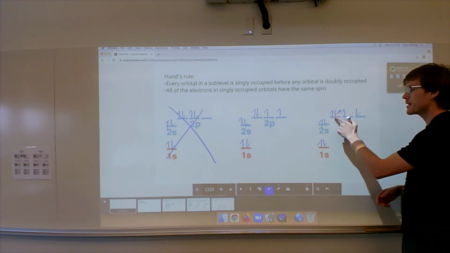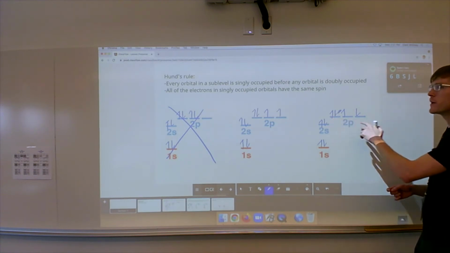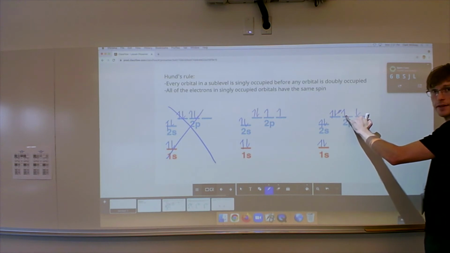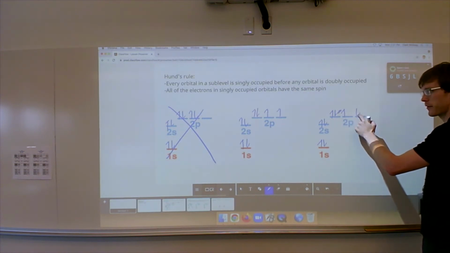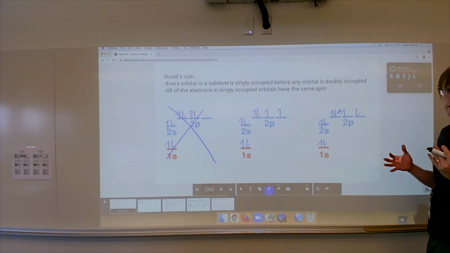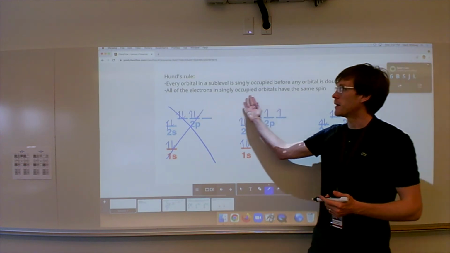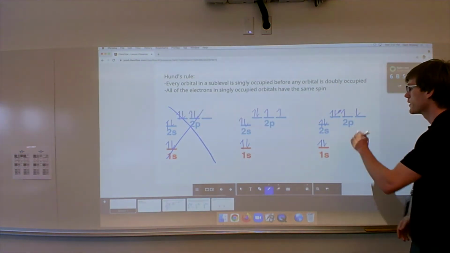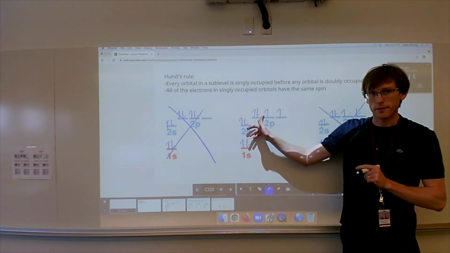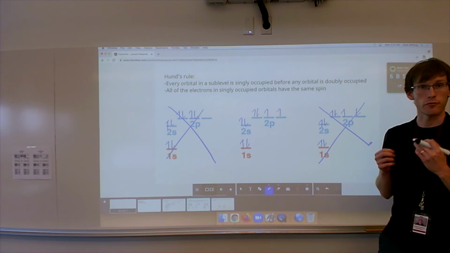You can't do this because, in this case, we don't have the electrons in singly occupied orbitals having the same spin. One is up and the other one's down, and they actually cancel each other out. Having the maximum possible spin is another way of viewing this second part of Hund's rule. So this is not valid, but this, for oxygen, is a valid application of Hund's rule.